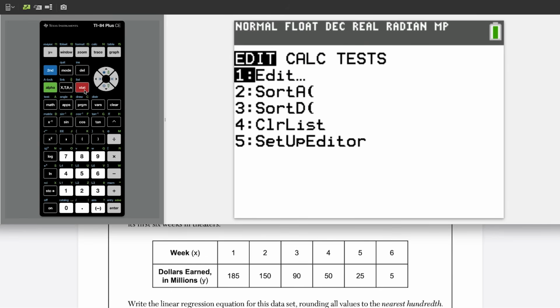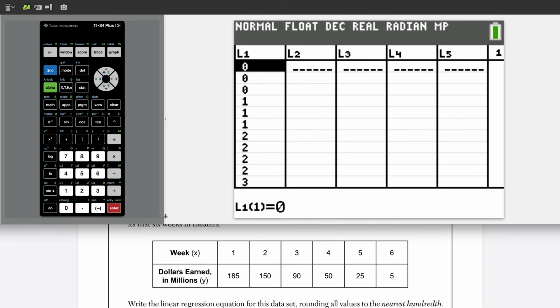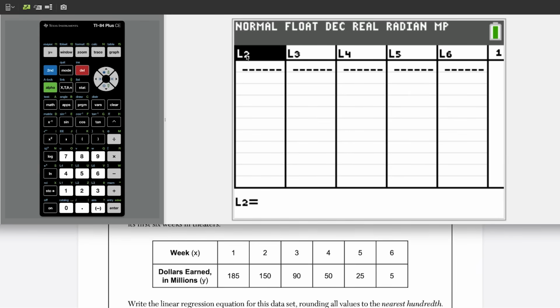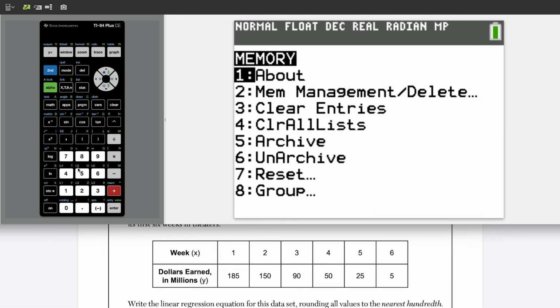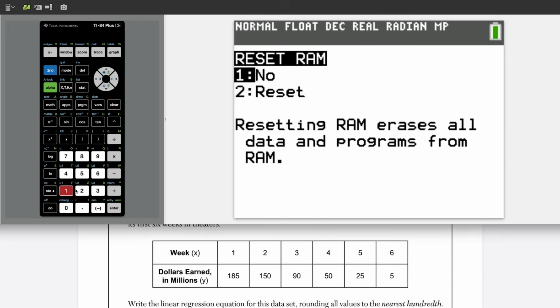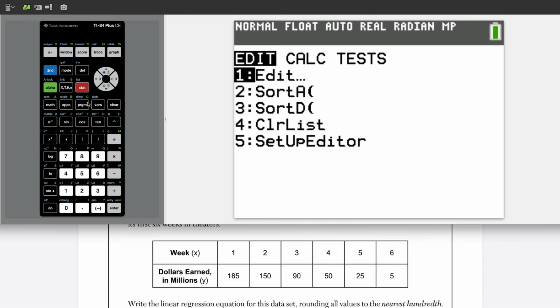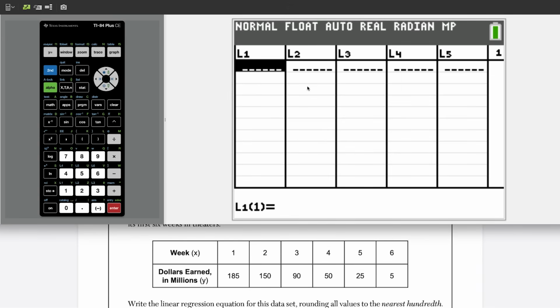So we're just going to go to stats and then edit, and we're going to type in the weeks under the X column here in L1. So I'm just going to go up to L1 and press delete, and that's going to get rid of everything that was typed a moment ago. If you're like, oh no, it says L2 and L3 now, you could always just reset the calculator, press second memory 712, and notice now when I go to stats, edit, that everything is waiting here.